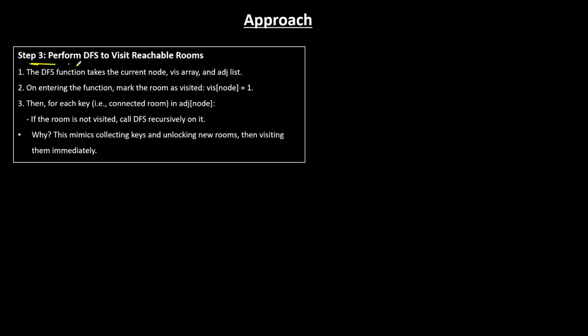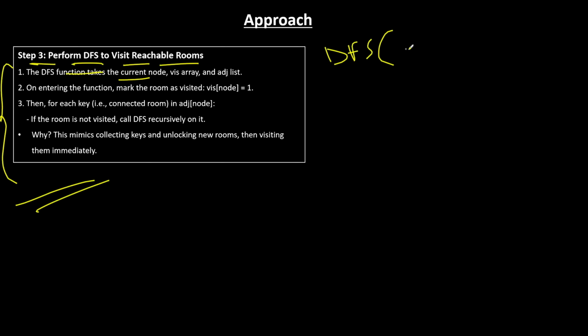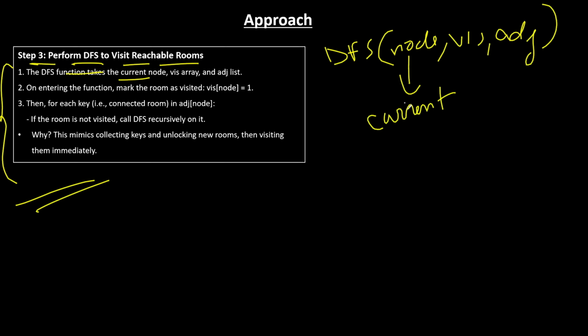In step 3, we perform the DFS to reach every room. This is basically the DFS function. The DFS function takes the current node, let it be node. It takes the visited array and it takes the adjacency list with it, right? And this will be the current node every time. Every time you call the DFS, the current node will be passed here.